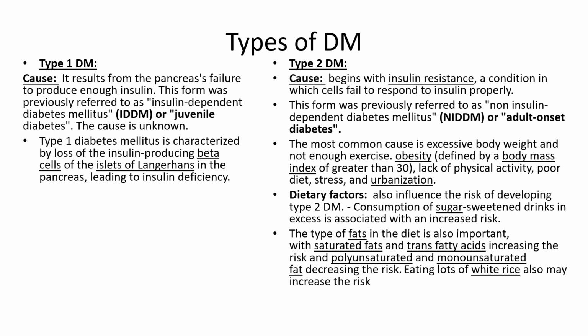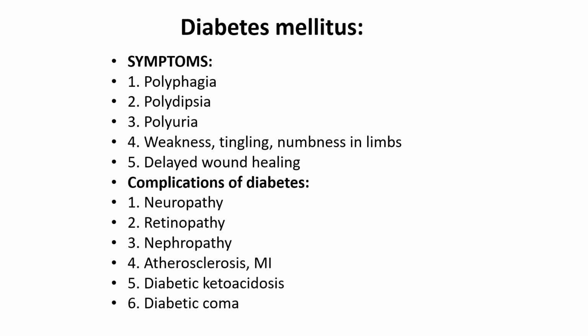So saturated fats and trans fatty acids increase the risk, and polyunsaturated and monounsaturated fats decrease the risk of diabetes. Eating lots of white rice also increases the risk of diabetes mellitus, that is type 2. In diabetes mellitus, the patient gives symptoms of polyphagia, that is increased craving for food, then polydipsia, that is increased thirst for water, and polyuria, so increased frequency of urination.